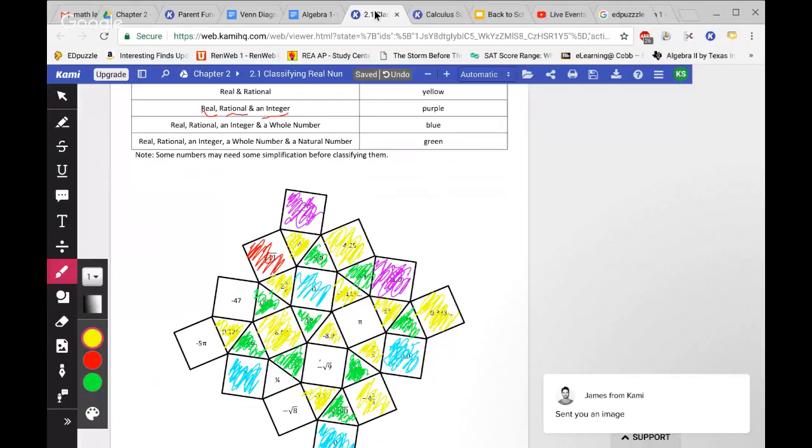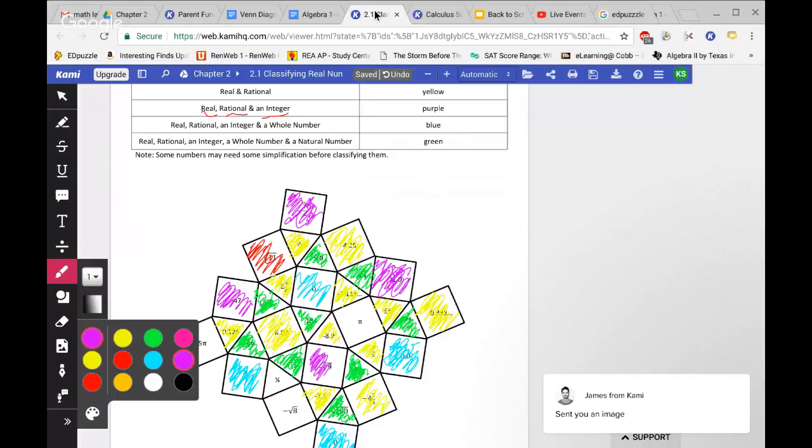Negative 47 is real, rational, and an integer. The opposite of the square root of 9. The square root of 9 is 3, and the opposite of 3 is negative 3. So that's an integer. So thereby it's real and rational as well. One-fourth is real and rational.